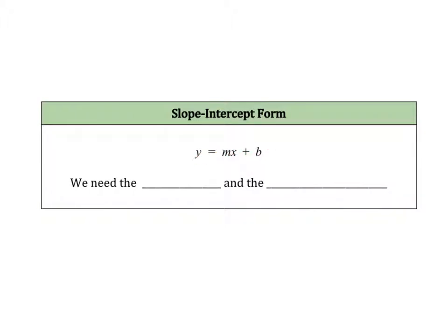So there are two things we need to make an equation in this form. As the name implies, the first thing we need is the slope, which is represented by the variable m. So if we have the slope of your line, all we need to do is substitute it where we see m.